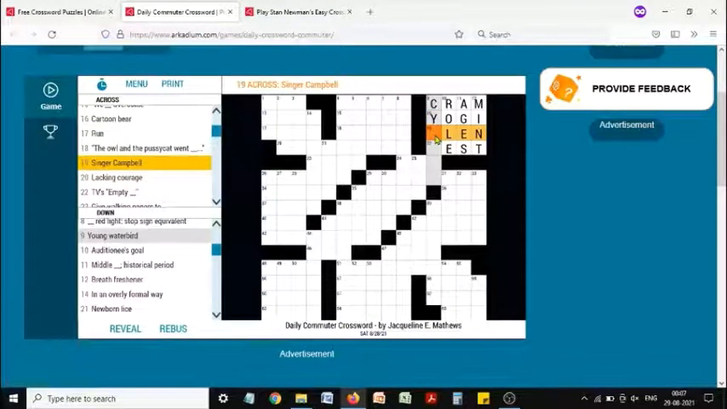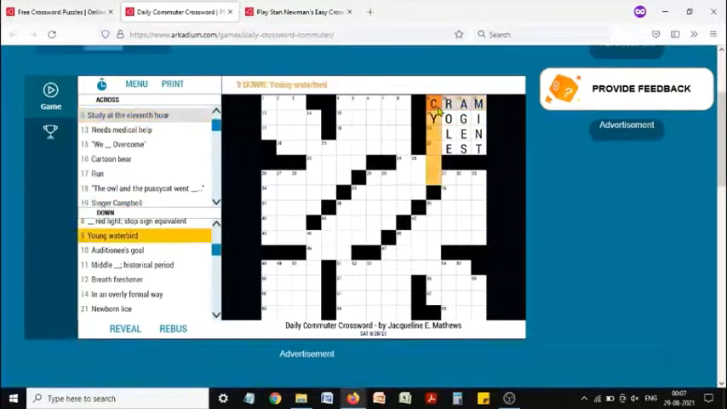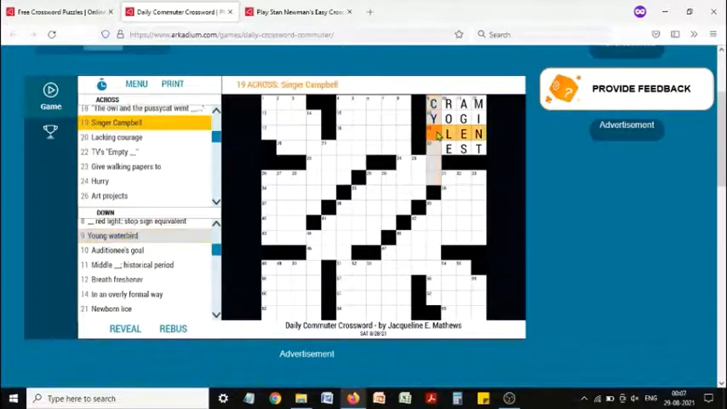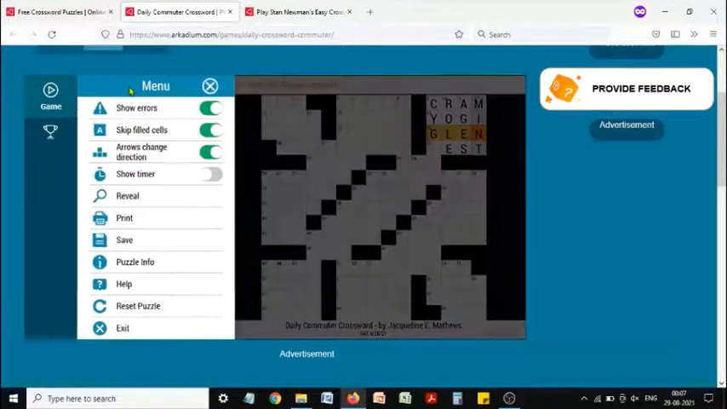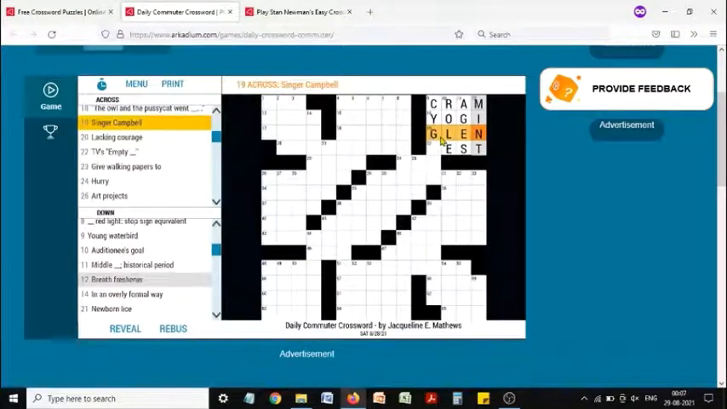Singer Campbell. I don't know the singer, but if you look at this, there are hardly any names which have this particular arrangement. The most common one is Glenn. But what is 9 down? Young water bird. I don't know that. Let me try Glenn. Yes, that's the right answer. I know it's right because I have enabled show errors, so it would have popped up in red if this was wrong.